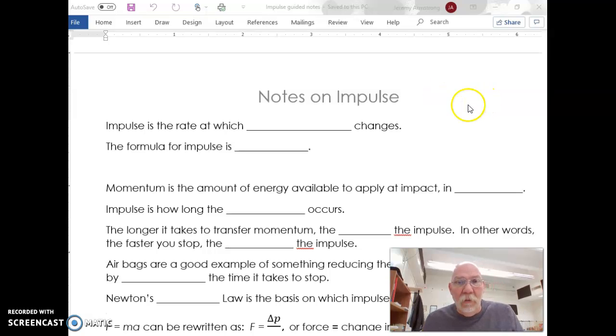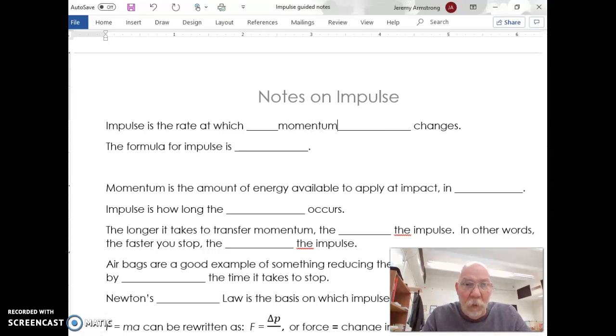All right, so I'm going to start with the questions. They're not numbered, but I'll work through them. Impulse is the rate at which something changes. What's that something? I'm sure a couple of you know, but I'll give you a few seconds to figure it out. If you don't remember, here's the answer. Momentum. Impulse is the rate at which momentum changes.